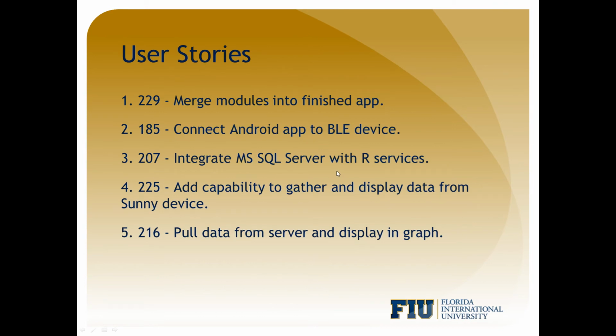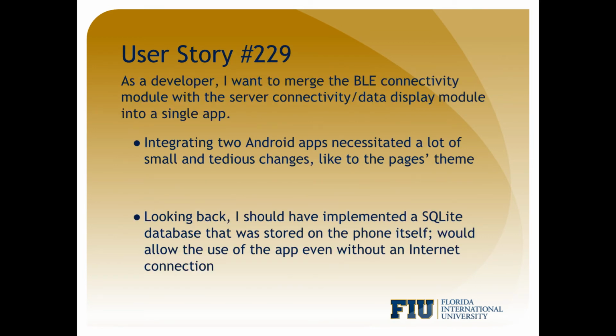Some of our most important user stories are the ones that are shown here. Number 229, merge modules into finished app, was the most important. In User Story 229, integrating the two Android apps necessitated a lot of small and tedious changes, like to the pages theme. Looking back, we should have implemented an SQLite database that was stored on the phone itself, and it would allow us to use the app even without an internet connection.